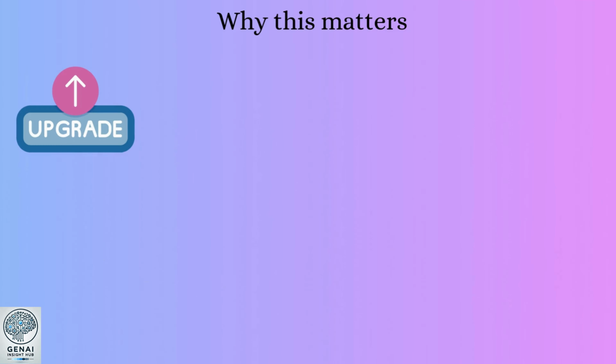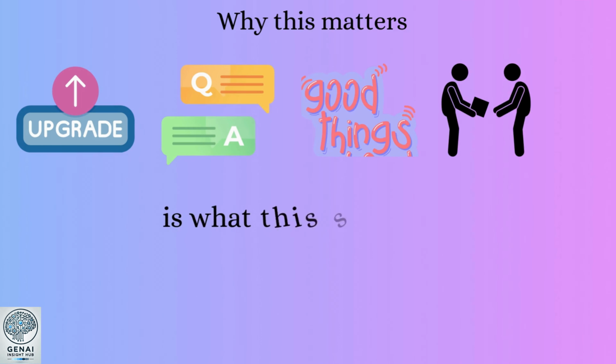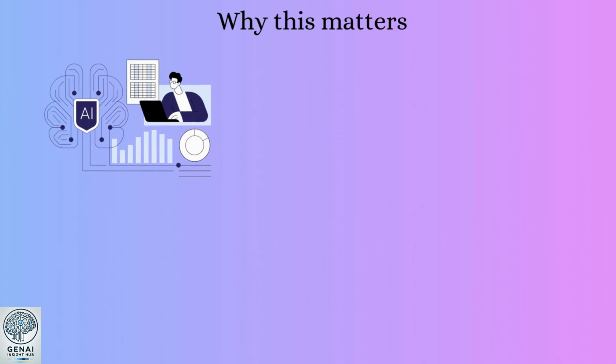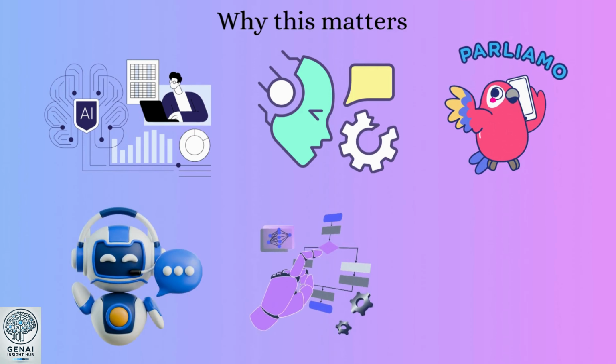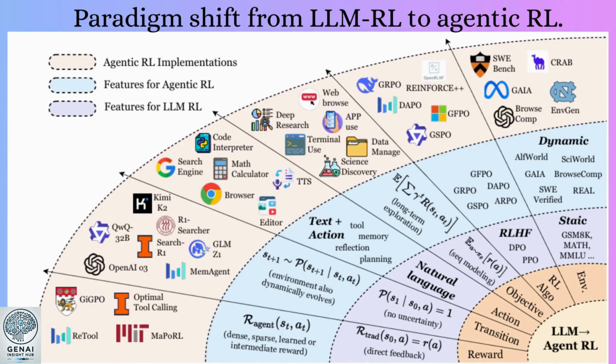That upgrade from one-shot answerer to do-things helper is what this survey calls agentic reinforcement learning, Agentic RL. It treats large language models, LLMs, not as parrots that talk once, but as agents that make many decisions over time to reach a goal. Paradigm shift from LLM RL to Agentic RL.